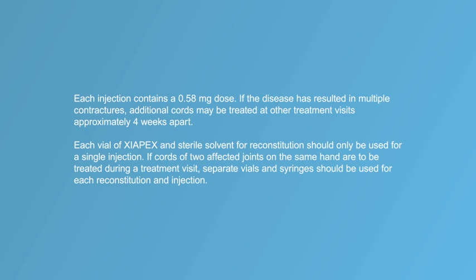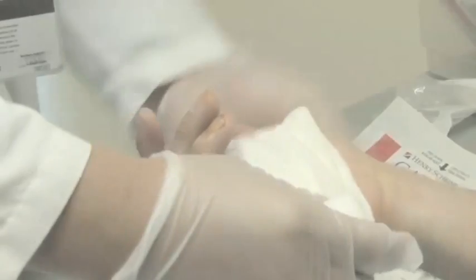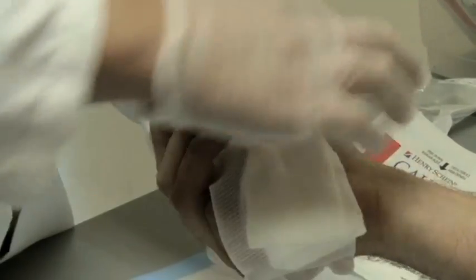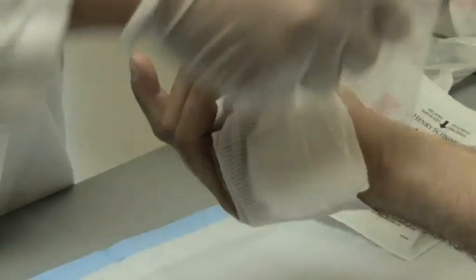If cords of 2 affected joints on the same hand are to be treated during a treatment visit, separate vials and syringes should be used for each reconstitution and injection. When the injection is completed, place a bulky dressing over the treated hand and instruct the patient to limit motion and refrain from use of the injected hand.